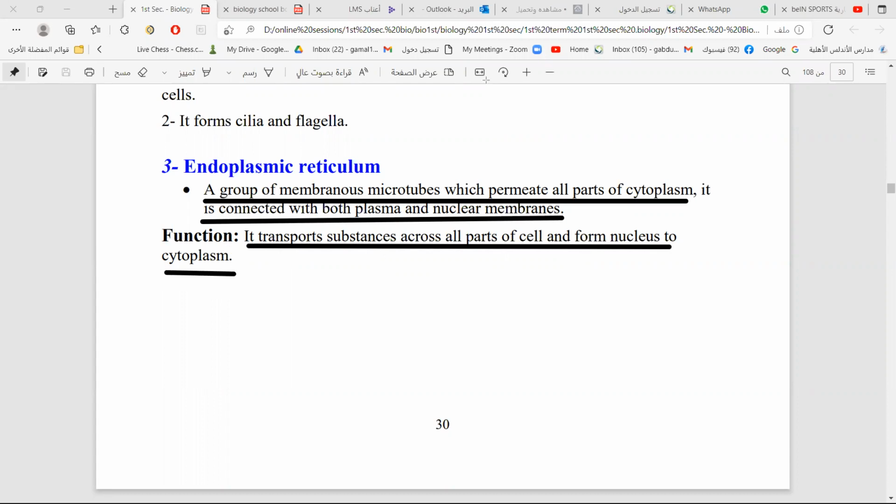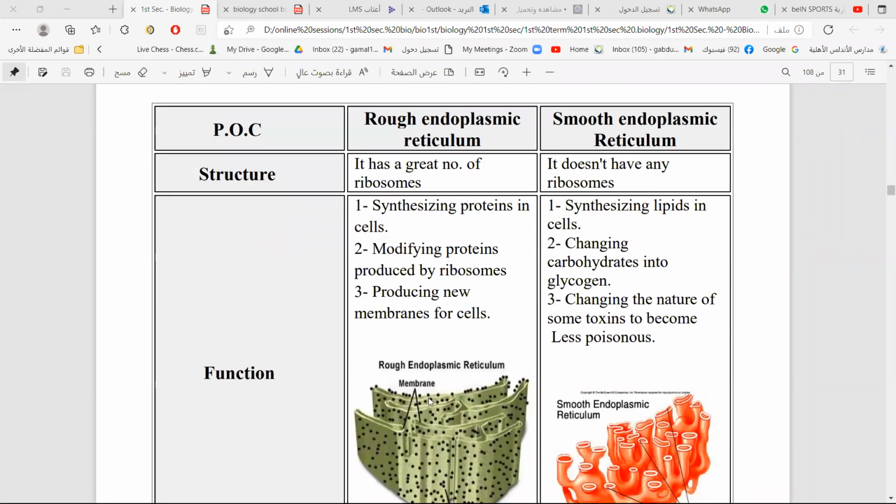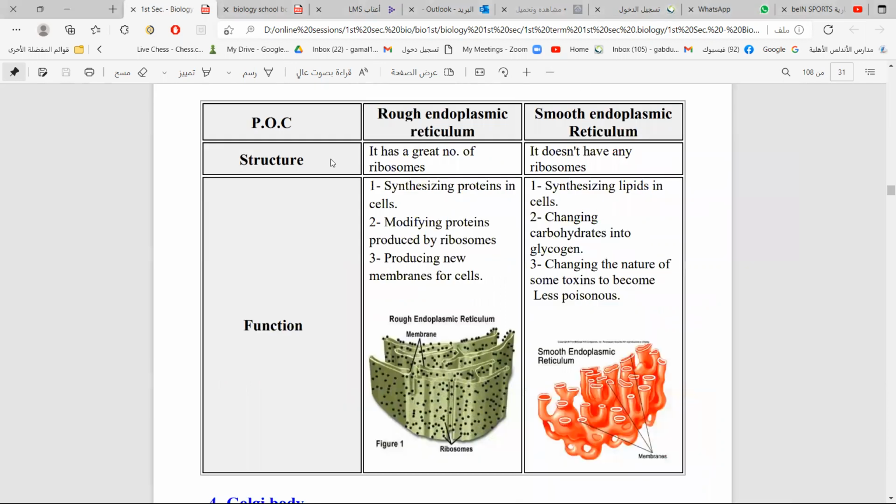The endoplasmic reticulum may be rough and may be smooth. The rough endoplasmic reticulum has a big number of ribosomes, and the smooth endoplasmic reticulum doesn't have ribosomes. So why do we say rough? Because they have a large number of ribosomes on their surface. Why do we say smooth? It doesn't have any ribosomes. As you see here in the picture, we can see a big number of ribosomes. These ribosomes make the endoplasmic reticulum rough.